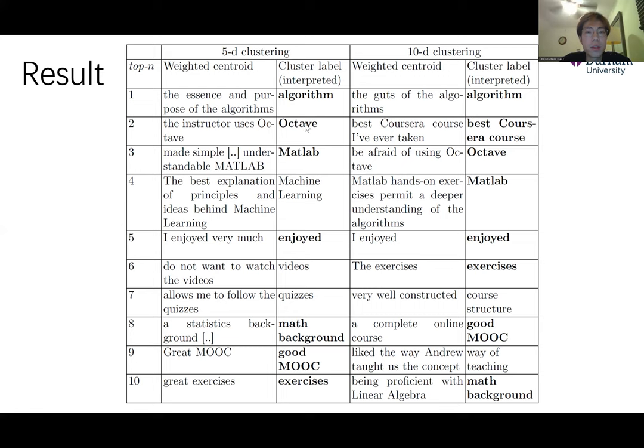So this one is talking about OTIF, the instructor uses OTIF, and this one is talking about being afraid of using OTIF. And smaller clusters are the same.